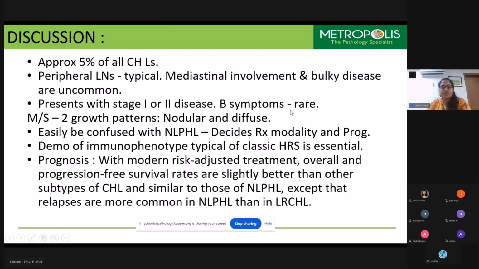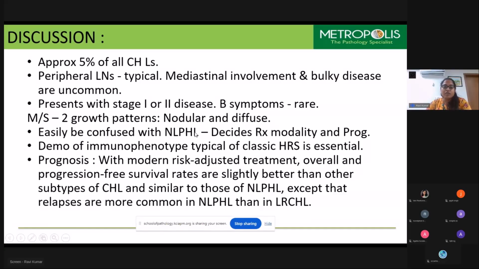And B symptoms, like I said, evening rise of temperature, continuous low-grade fever, and hepatomegaly, splenomegaly, they're all very rare. These kind of symptoms are rare in cases. And on microscopy, usually you see two growth patterns. Nodular is the commonest, and diffuse is uncommon. So it can be easily confused with NLPHL.